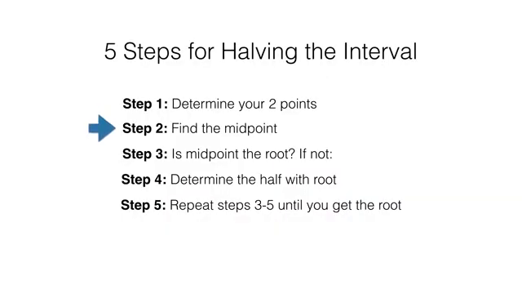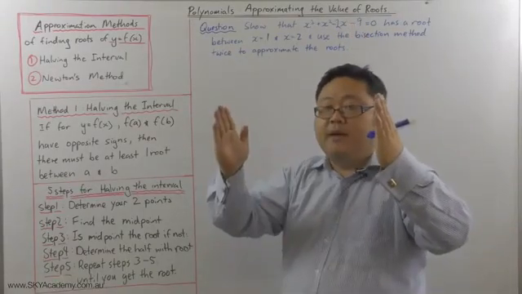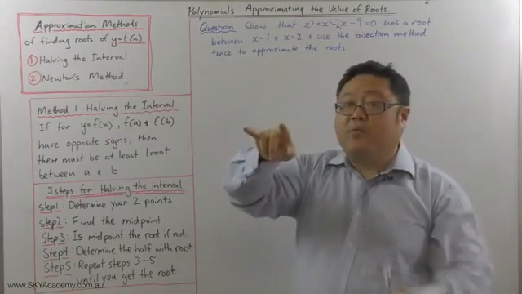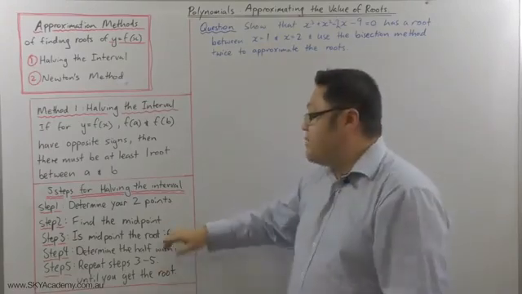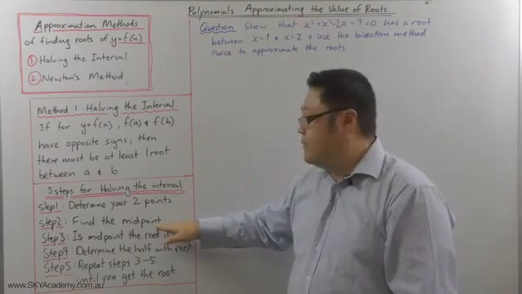If one point is at A and the other point is at B, your midpoint that you're going to test, in other words the point that halves the interval into two separate sections, is the midpoint. So you work that out.